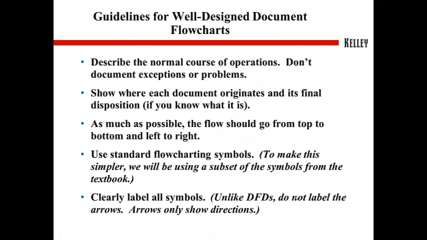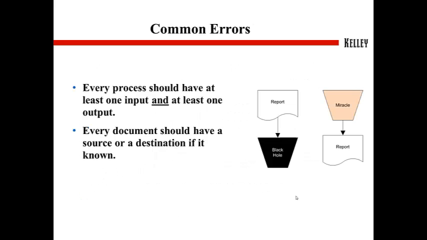Guidelines for well-designed document flowcharts. Once again, just describe the normal course of operations. Don't deal with any exceptions or problems. Make sure that you show each document where it originates and its final disposition, if you know, if it is put in the narrative. As much as possible, the flows should go from top to bottom, left to right. Use the standard flow charting symbols, and we're just going to use that subset that I showed you in a previous slide. Clearly label all symbols. However, don't label any of the arrows. Arrows are just showing the flow of documents.